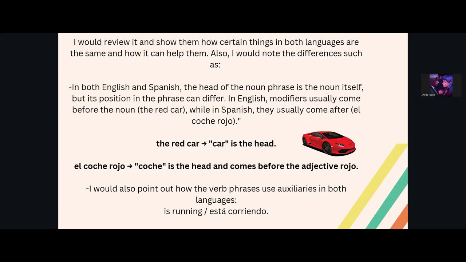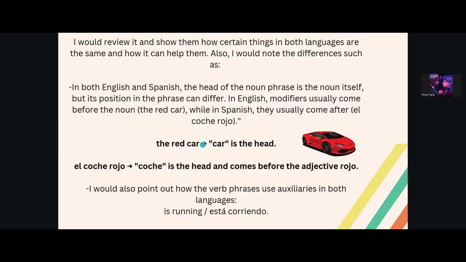In both English and Spanish, the head of the noun phrase is the noun itself, but its position in the phrase can differ. In English, modifiers, like adjectives, usually come before the noun. For example, "the red car": red, the adjective, comes before the noun car, while in Spanish they usually come after: "el coche rojo." So "rojo" is the adjective, and it comes after. We're saying the same thing, it's just in a different order.